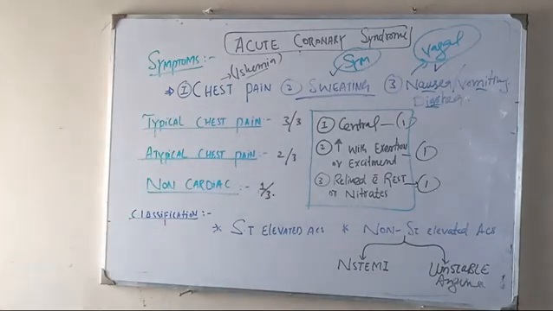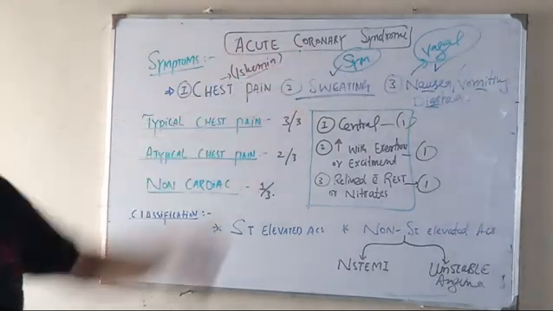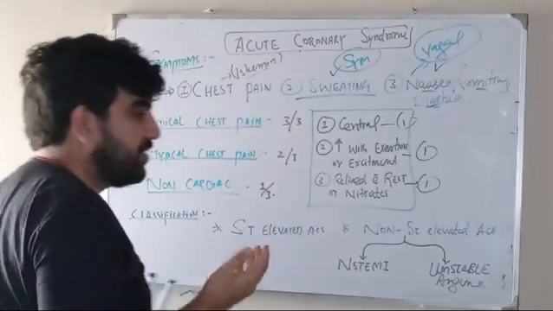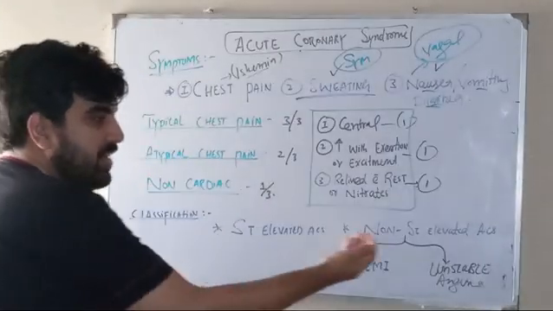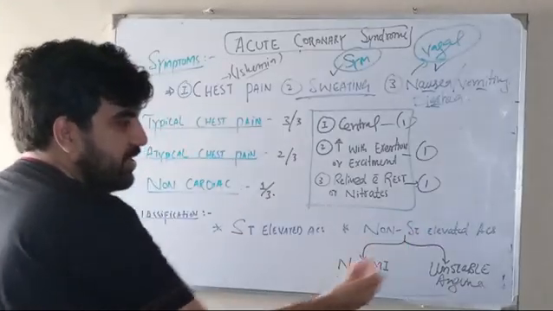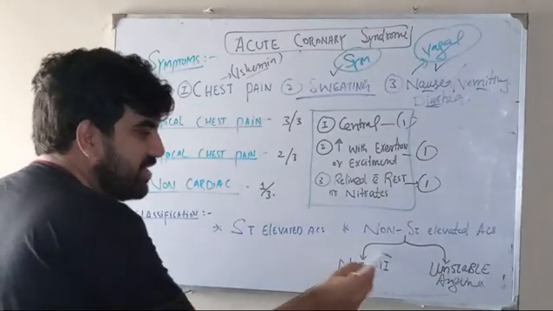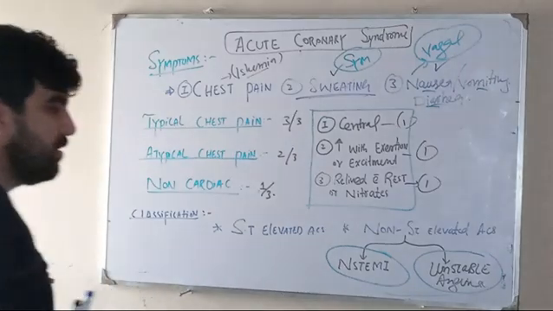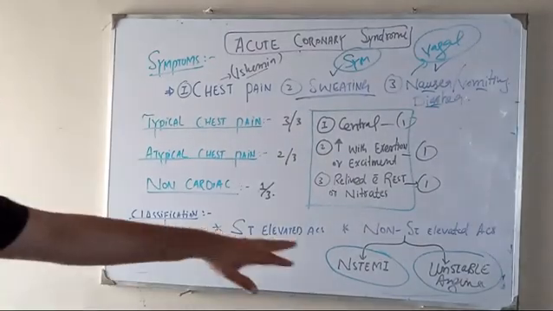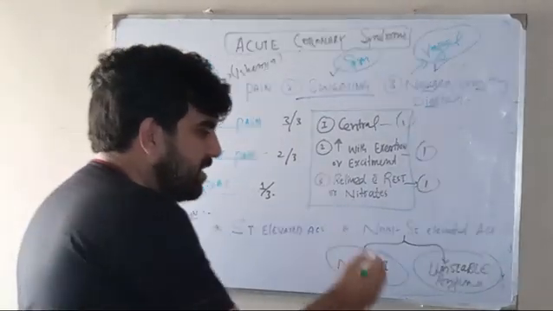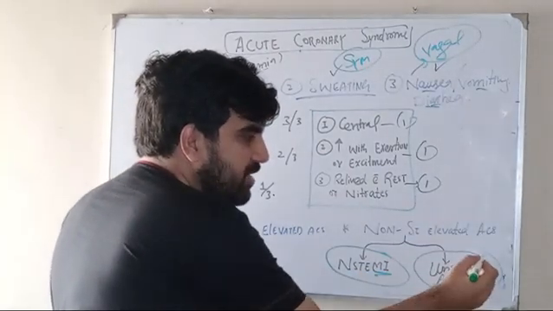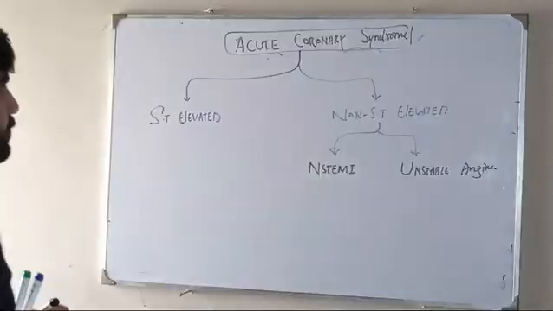Now coming toward the classification of acute coronary syndrome. The ST elevated ACS and the non-ST elevated ACS, that is acute coronary syndrome. The non-ST elevated ACS is further divided into 2 things: the non-ST elevated MI and the unstable angina. Now this is MI because the enzymes are raised in this. In unstable angina, the cardiac enzymes are normal.